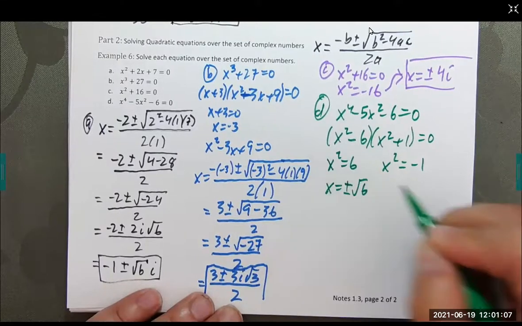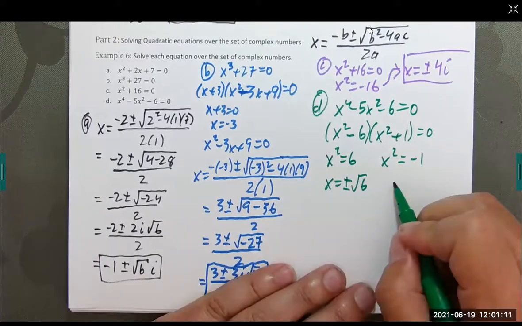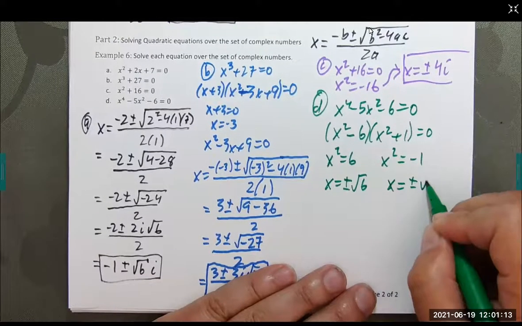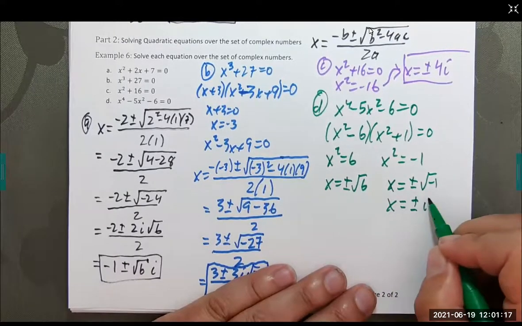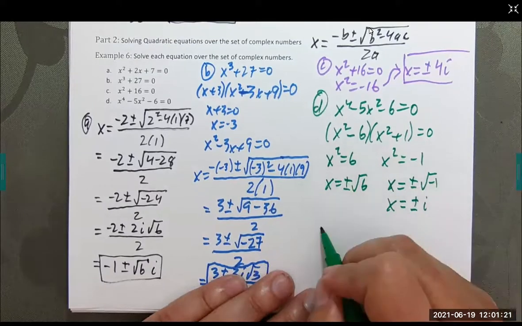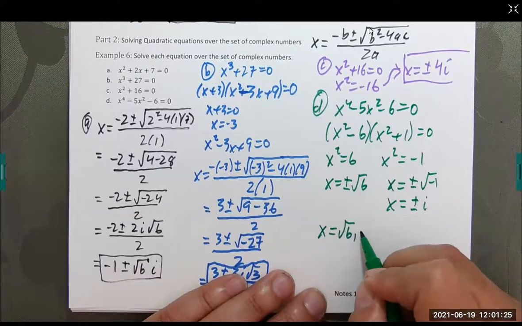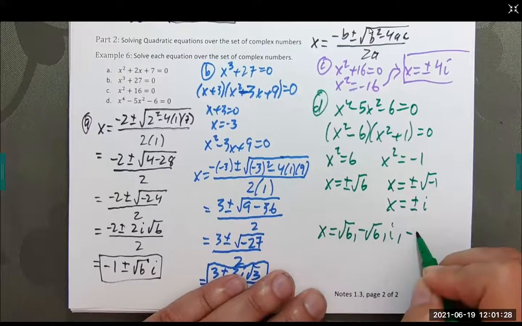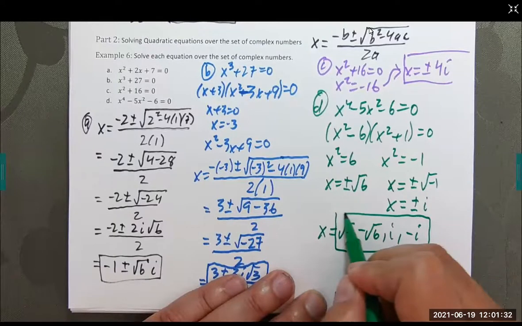Now, normally we would be afraid of something like this, but now that we know complex numbers, not so much. So x equals plus or minus root negative 1, which means x equals plus or minus i. So we actually have 4 solutions. In fact, I'm going to write them out so we can explicitly see them: root 6, negative root 6, i, negative i. 4 solutions. Complex numbers, not so bad.